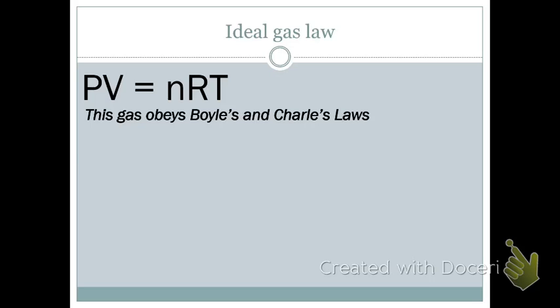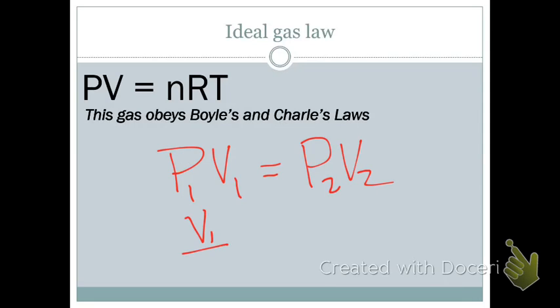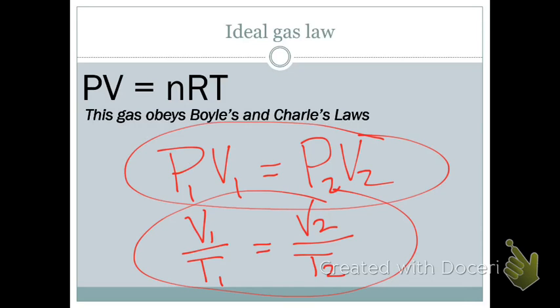Okay. The ideal gas law obeys Boyle's and Charles' law. If you remember, Boyle's law is that PV in condition 1 is equal to PV in condition 2. That's Boyle's law. Charles' law says the volume in condition 1 over the temperature in condition 1 is equal to the volume in condition 2 over temperature in condition 2. So we have taken both Boyle's law and Charles' law, and we have created the ideal gas law because the gas obeys those two laws perfectly.